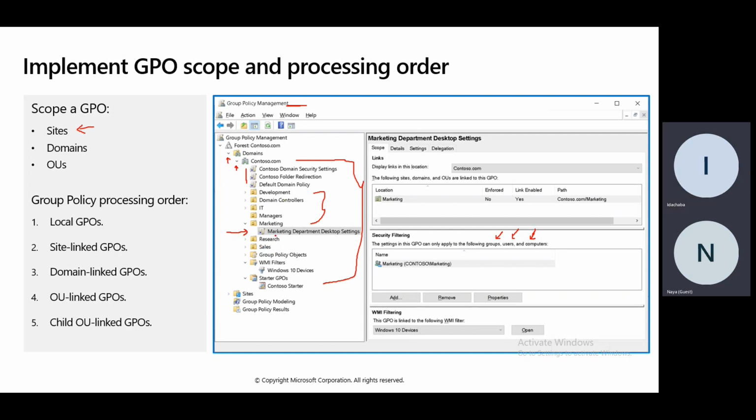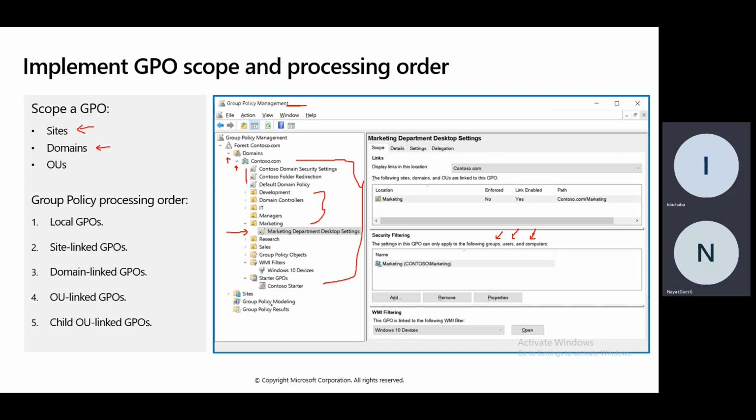So this particular policy will affect only people in marketing. If there's anything in IT, it will affect them. But all these 3 will affect anything that is inside. So that is why the scope now is domain scope. These ones are domain scope because they're under this domain, right? Yes, sir.